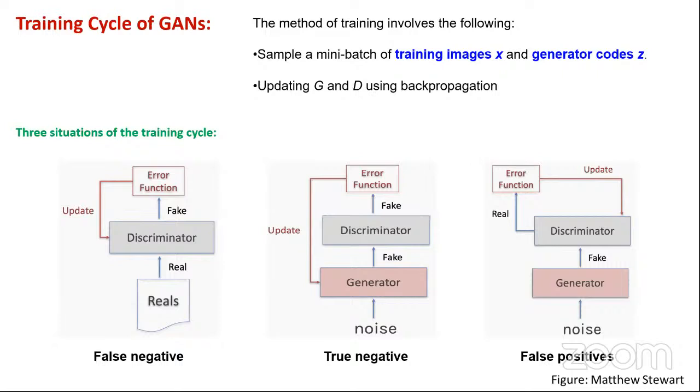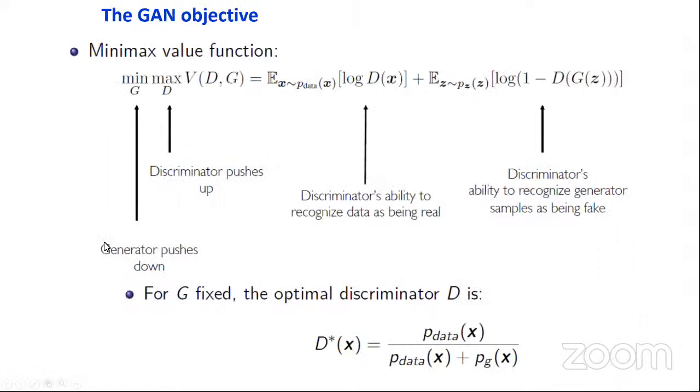And the third scenario is the false positive scenario. The generator generates a fake image, and the discriminator says it is real. So now the discriminator requires an update, because the discriminator is not able to catch up with the generator. It was overwhelmed by the image generated by the generator. So these are the 3 situations that can happen.